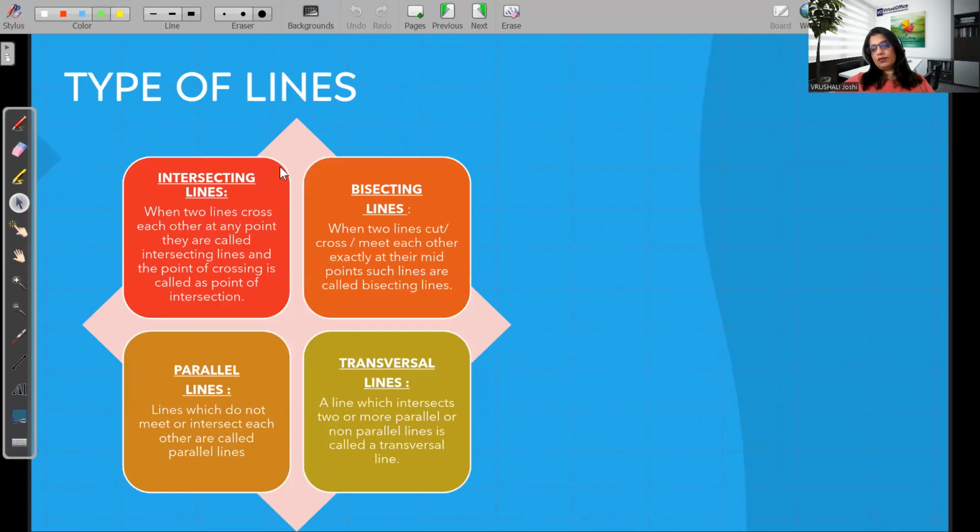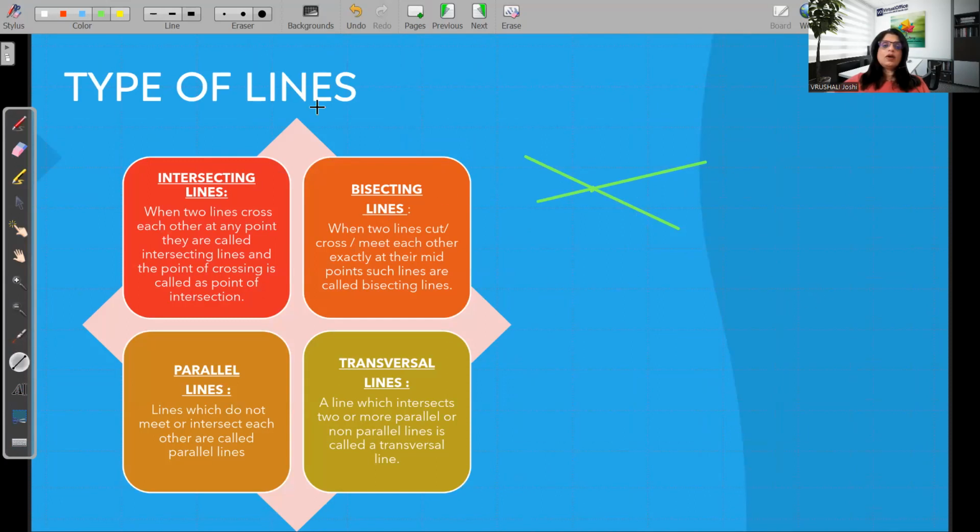There are different types of lines we come across when we learn maths. What are the different types of lines? Intersecting lines, simple. You draw one line and you cut it anywhere. These are intersecting lines. A line which cuts another line anywhere, that is an intersecting line. On the contrary, bisecting lines.